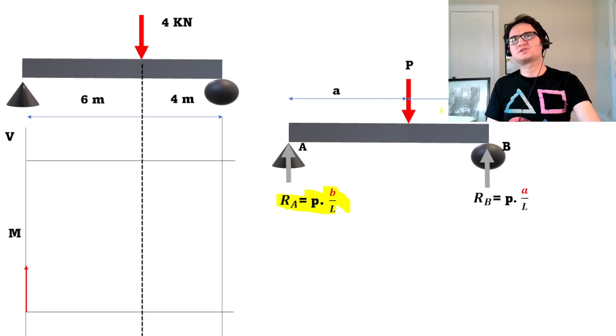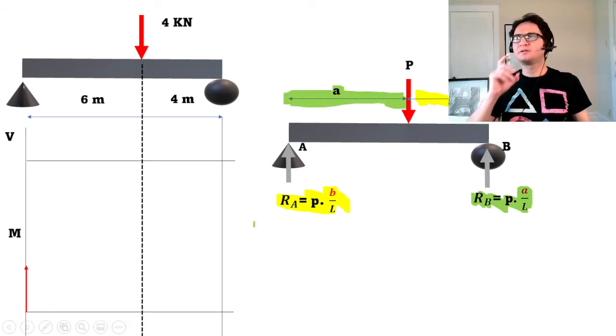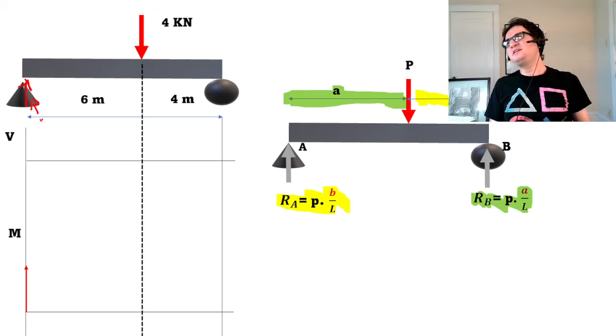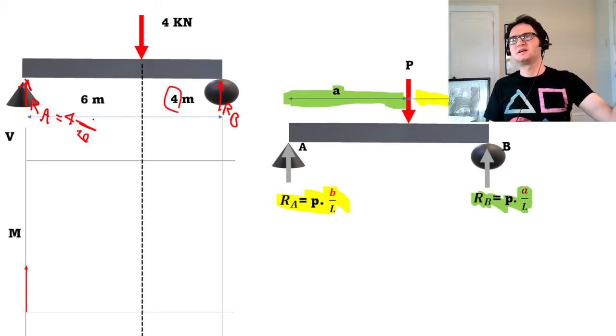Ra just goes by the length of the other side, and at the same time Rb just goes by P times A over L. If you want to put that in our problem, just assume these are Ra and Rb. Ra is P, which is 4 kilonewton, the length is 10, and the length of the other side B is 4.